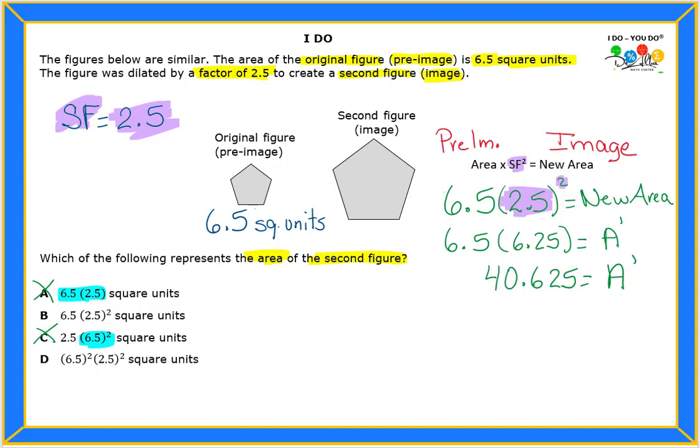What about letter D? Letter D is actually raising everything to the second power. And no, we don't have everything raised to the second power. It's only one of them, right? So my answer is going to be letter B. Very good. And we actually went ahead and worked it all the way. They just set it up for us. So we did a little bit more steps. Awesome.